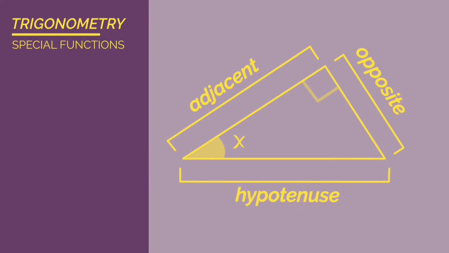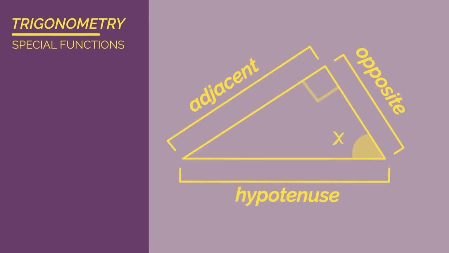The hypotenuse is the longest side and is opposite the right angle. Then we have the adjacent and the opposite. These change positions depending upon which angle we are using. Here, this side is the opposite because it is opposite the angle, and this side is the adjacent because it is next to the angle.